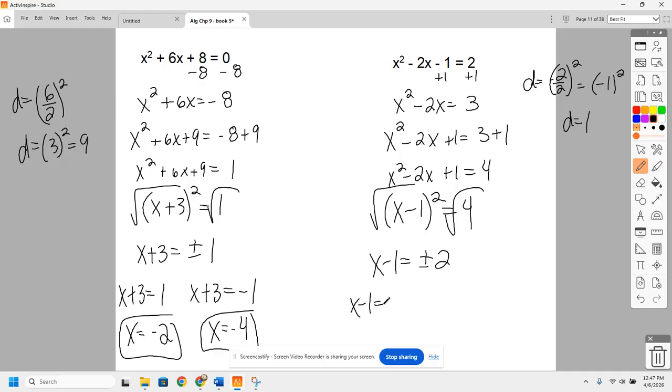X minus 1 equals positive 2. X minus 1 equals negative 2. X equals 3 on the left. X equals negative 1 on the right.